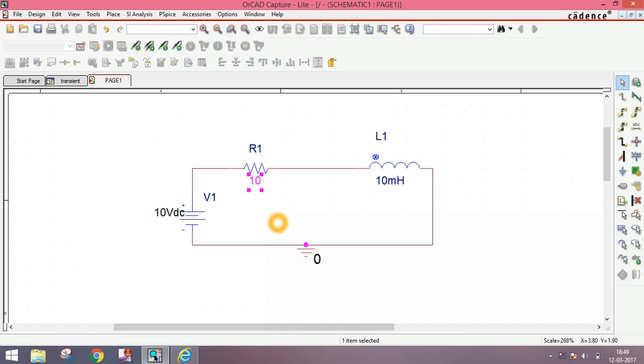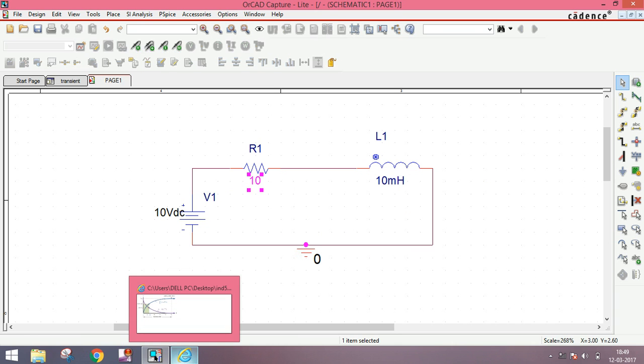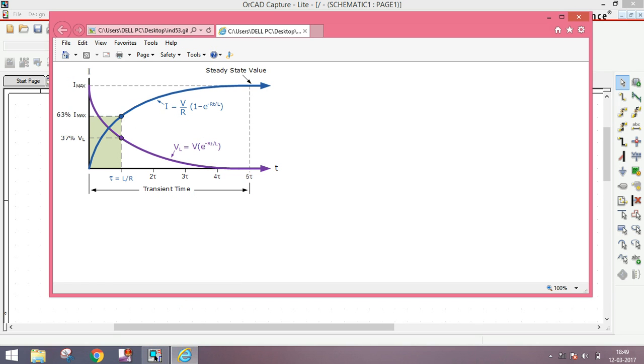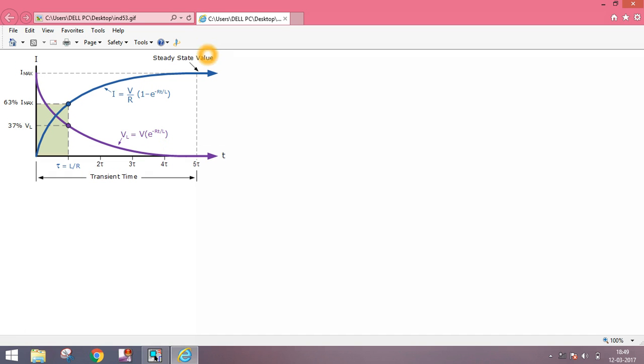So from time t equal to 0 to t equal to our required point, we can get the circuit output. First of all you have to show RL and then RC. For RL you can see this type of graph will come. This is called the steady state value, that is I max, with respect to time. You can see this is I max and this is the voltage graph. This is the voltage across the inductance and this is the current in the circuit.